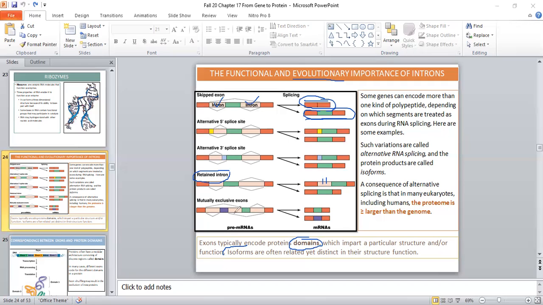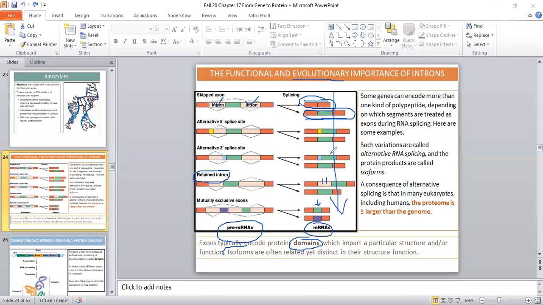Here, introns are removed and they are different. So what is their importance? This is pre-messenger RNA and this is the active messenger RNA. So what is the importance here? Introns play a role in evolution. Sometimes they become part, but mainly each exon is having a particular domain that you just remember.